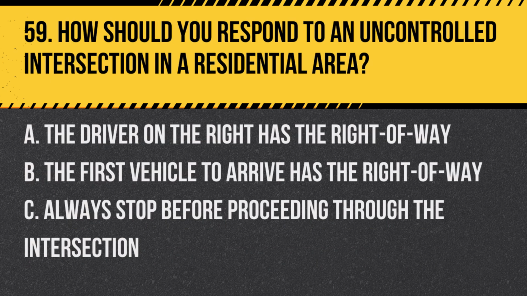Question 59. How should you respond to an uncontrolled intersection in a residential area? A. The driver on the right has the right of way. B. The first vehicle to arrive has the right of way. C. Always stop before proceeding through the intersection. Answer: B. The first vehicle to arrive has the right of way. At uncontrolled intersections, drivers should yield to the vehicle that arrived first.